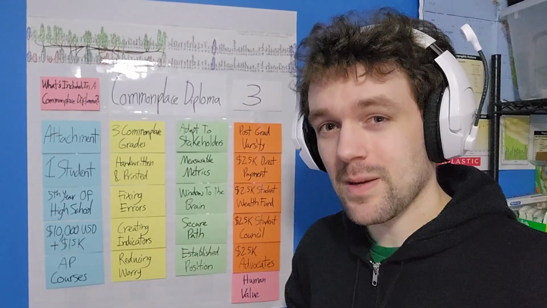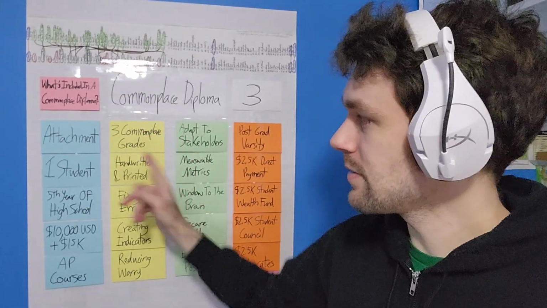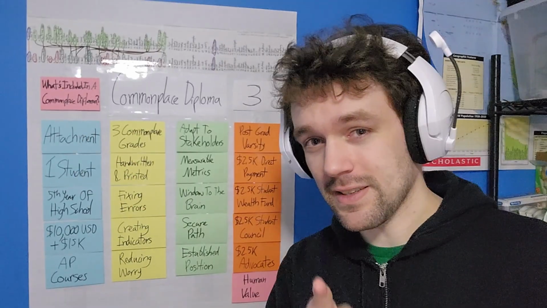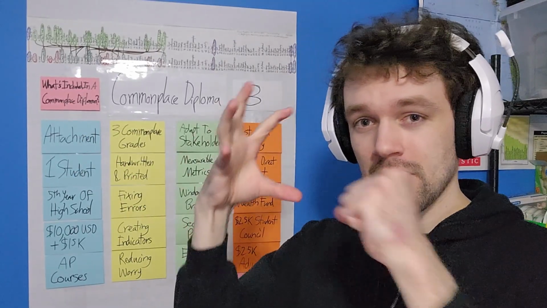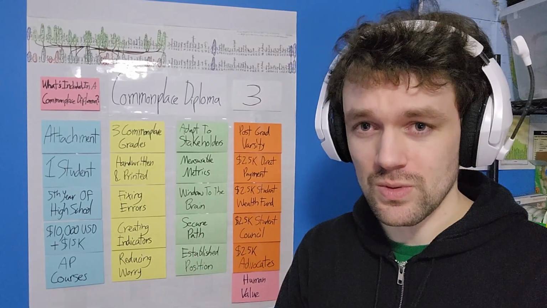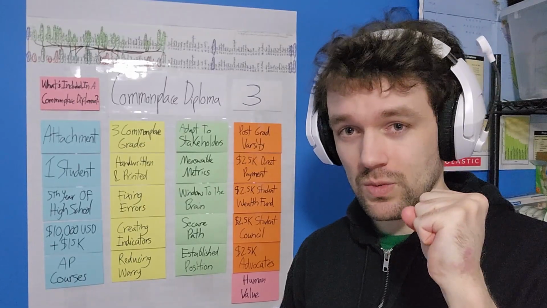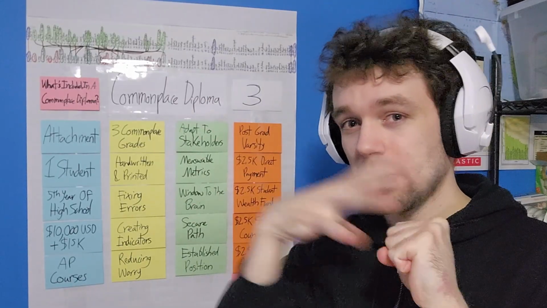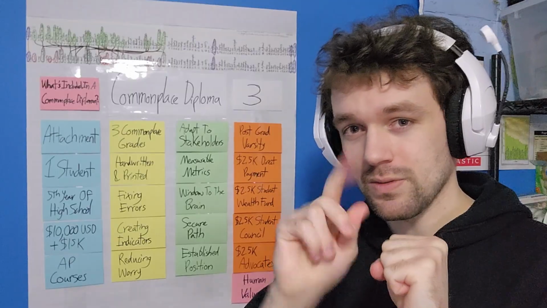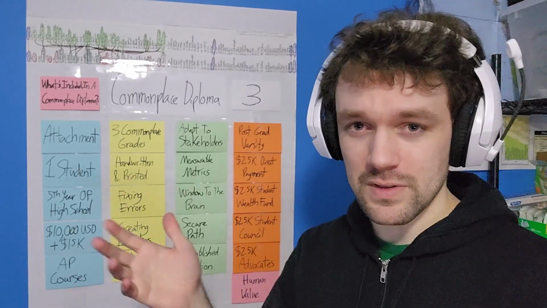We are, of course, looking at the Commonplace Diploma, and what is included in a Commonplace Diploma? Well, for starters, it's an attachment. What it does is it locks onto a school rather than creating a brand new school of its own. So we have the school, and then we have this attachment. Who is part of the attachment? One student, at least at first. And we're going to scale it up over time.